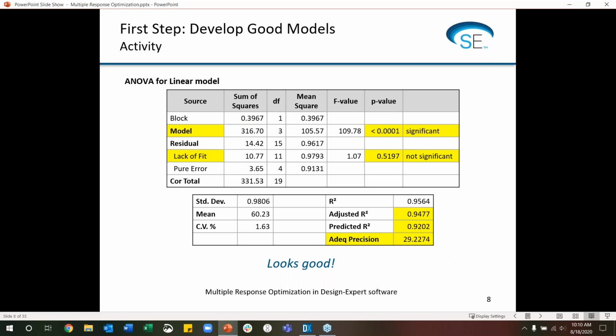The second response is activity. And again, the model is significant, less than 0.0001, so very, very significant. The lack of fit is not significant. It's also good. And look at these R-squareds. These are 0.9s. They're great. This is a linear model, and it fits activity very, very well. So it's a great candidate to go into numeric optimization.